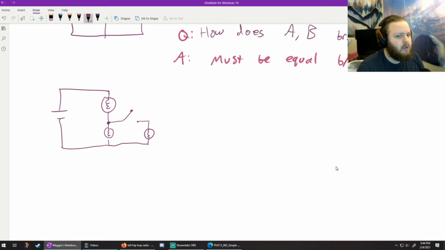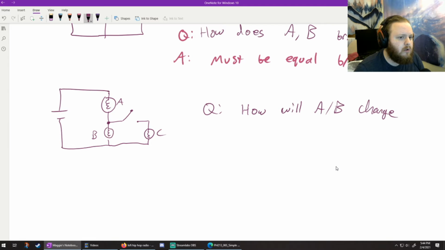All right. So here's A, here's B, here's C. So, question: how will A and B change when the switch is connected?